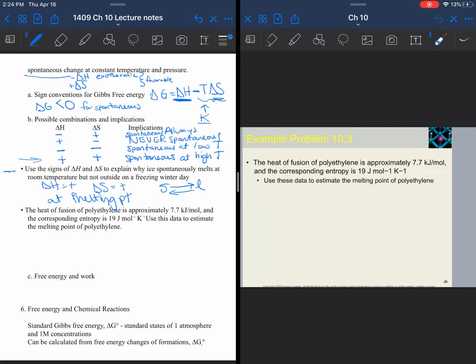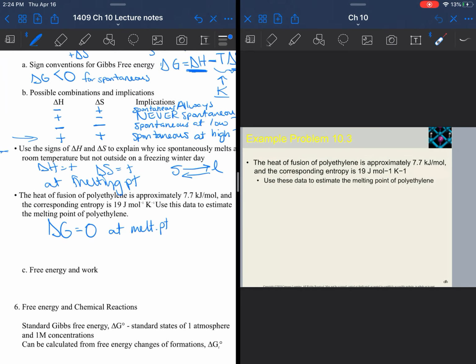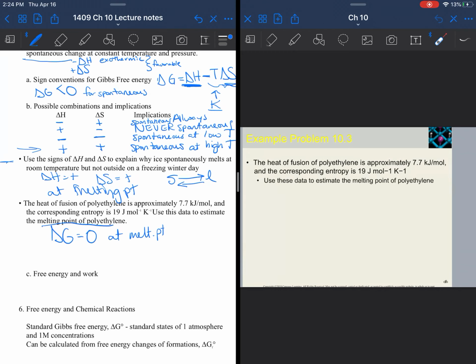When these two are in equilibrium, delta G equals 0 at the melting point, when you've got an equilibrium of that solid and liquid right on the dot of the melting point. So, given that little tidbit of information, let's see if we can estimate the melting point of polyethylene. We're given delta H and delta S, so before we plug those in, let's think about delta G. It equals 0 at the melting point, so that's going to be 0 equals delta H minus T delta S.